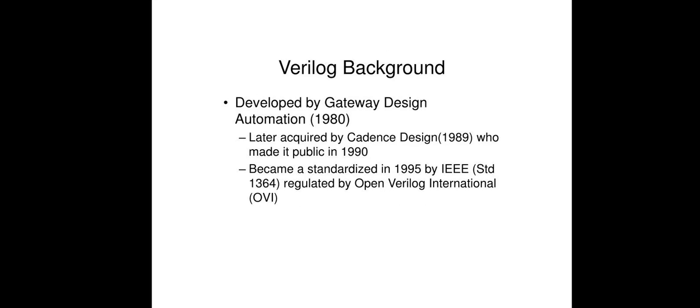Verilog was developed by Gateway Design Automation in 1980. Later it was acquired by Cadence Design in 1989. It was made public in 1990. It became standardized in 1995 as IEEE. It is the Open Verilog International standard of the VHDL.